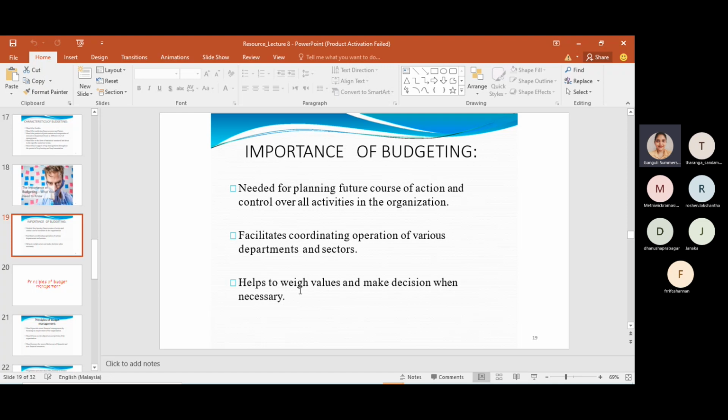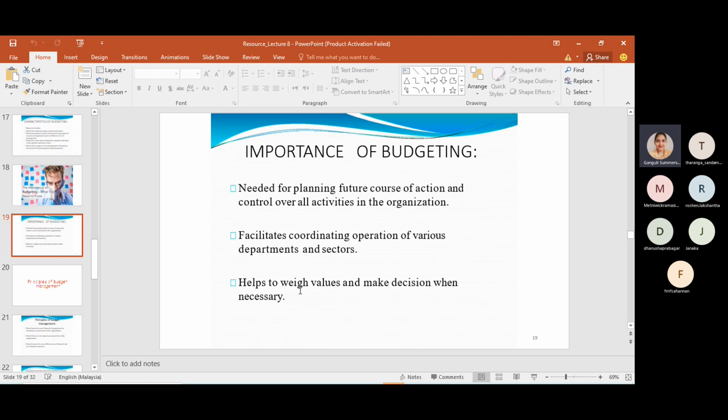Budgeting gives you an overview of your expenses and also an overview of your income, right? So when you know these are my sources of income and these are my expenses, it is easy for you to plan the future of your business or your company. So budgeting is important due to this reason. Budgeting allows you to plan your future, and it also allows you to take control over your activities.